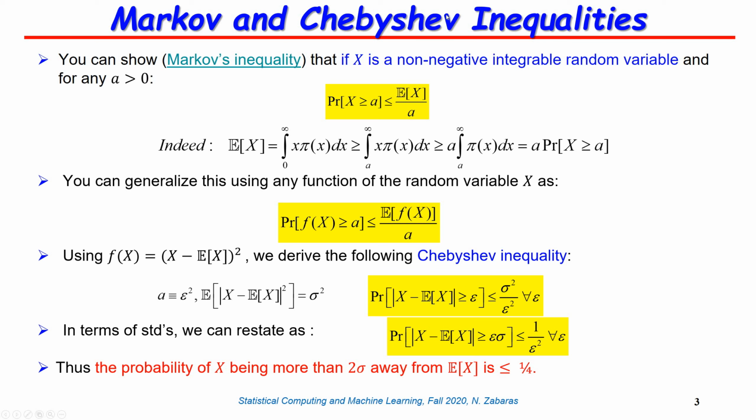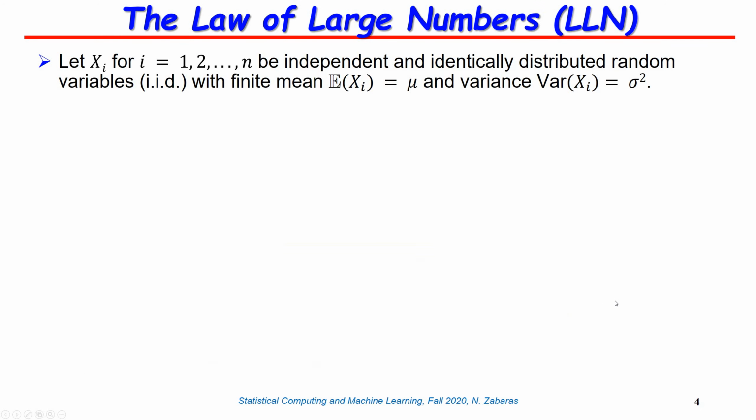So we discussed the Markov inequality, and I also gave you the Chebyshev inequalities that are listed at the bottom of the slide. So let me move on and provide you a rapid review of the law of large numbers.